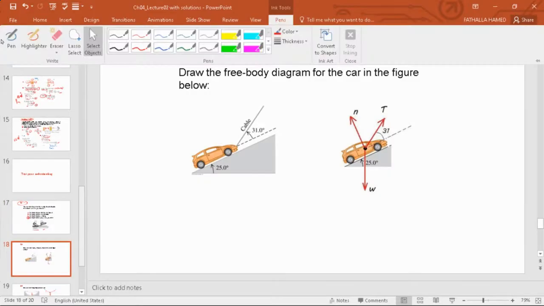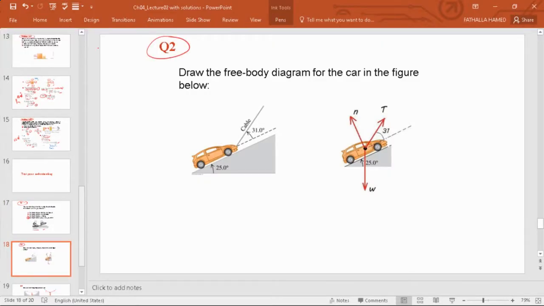Question 2 here. They ask you to draw a free body diagram. And remember, we said always when you draw a free body diagram, you look at the interaction of the forces on the object. You have the car here. The car is on an incline. Normal force is always normal to the surface, and we take it always from the center of the mass. The effect is always around the center of mass.